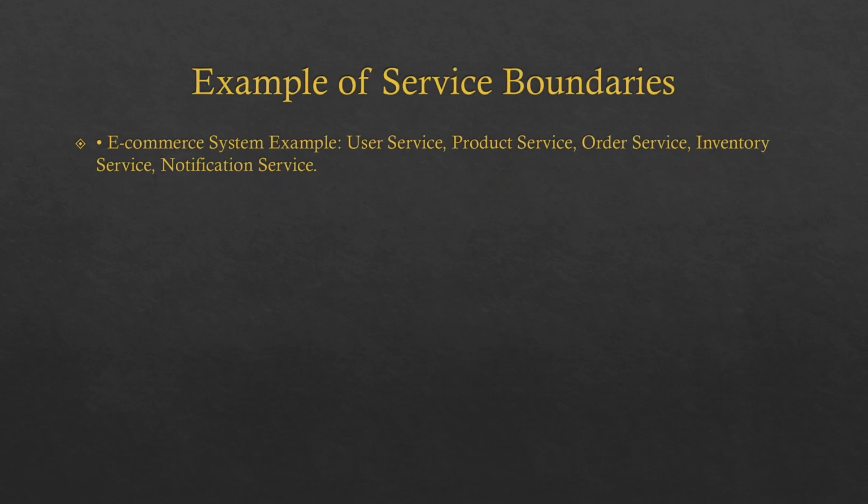Let's take an example of a service boundary in an e-commerce system. We might have a user service that handles authentication and profile management. A separate product service would manage the product catalog, while an order service is responsible for order processing. These services should interact with one another through clearly defined interfaces such as APIs or event driven systems.